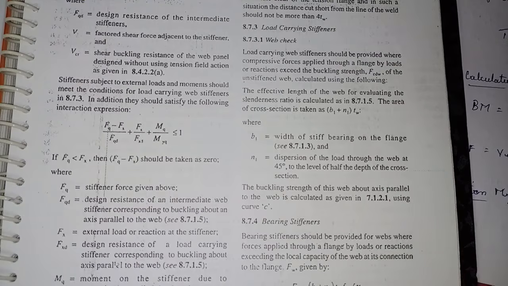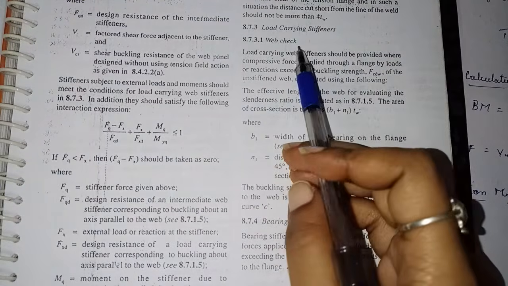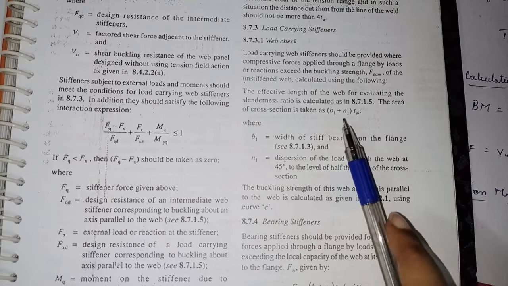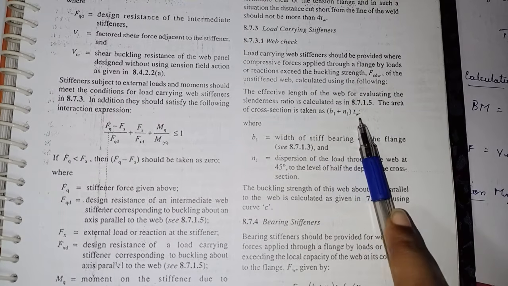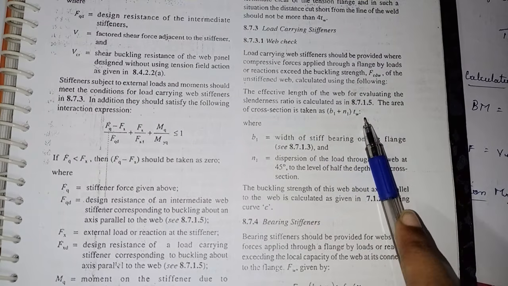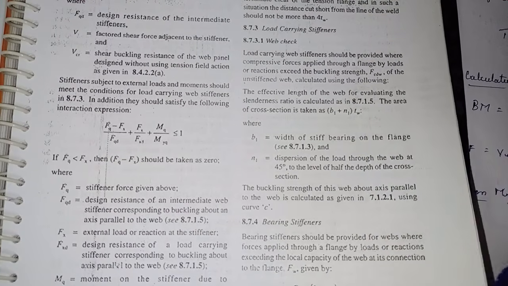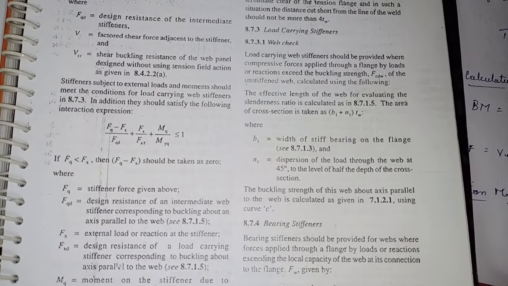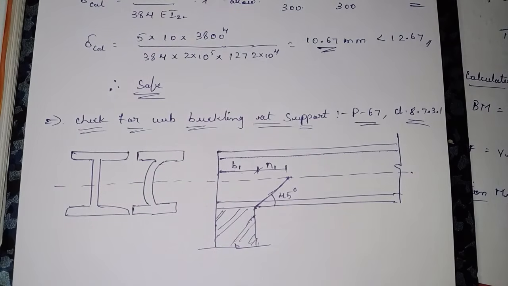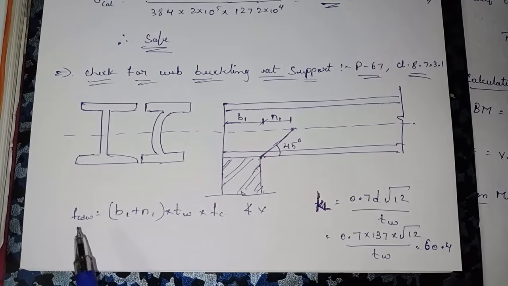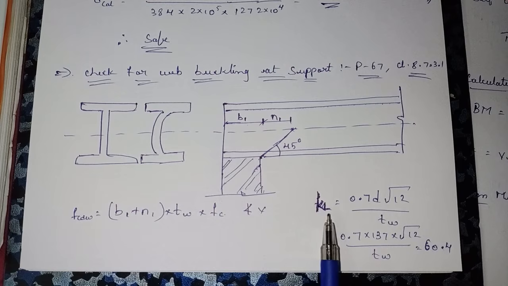If you go to page number 67, here you have the web check. Here you have the equation b1 plus n1 into tw, and you also need to multiply with the fc value. The fc value equation is not given here, you need to remember it by heart. Now we'll write that equation. This is how you'll calculate. So Fcd is equal to b1 plus n1 into tw into fc, and that should not be lesser than V, that is the shear force.